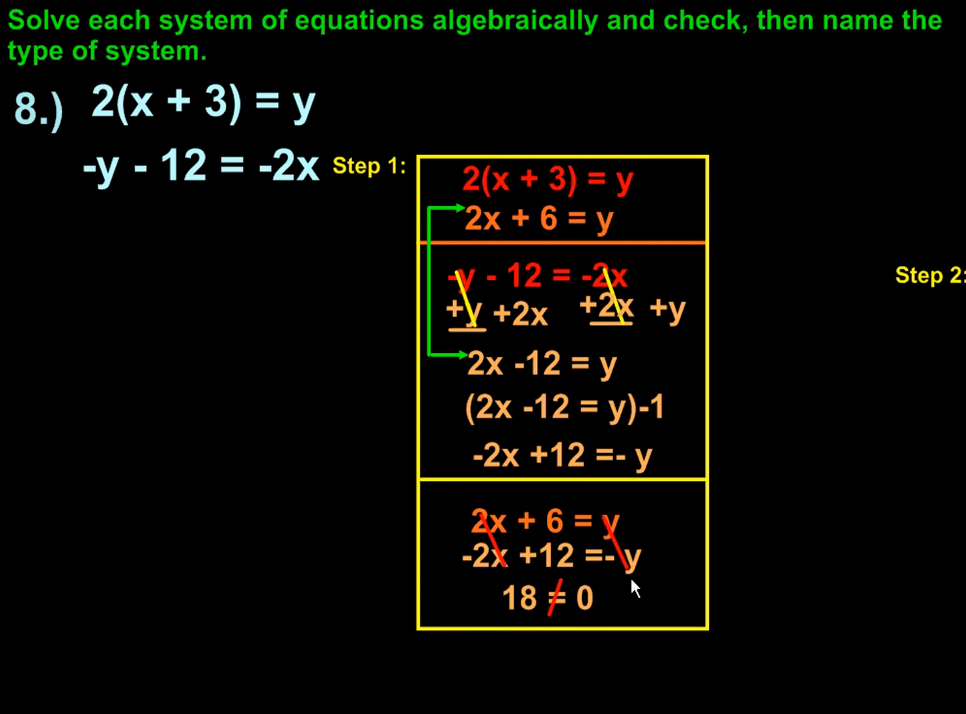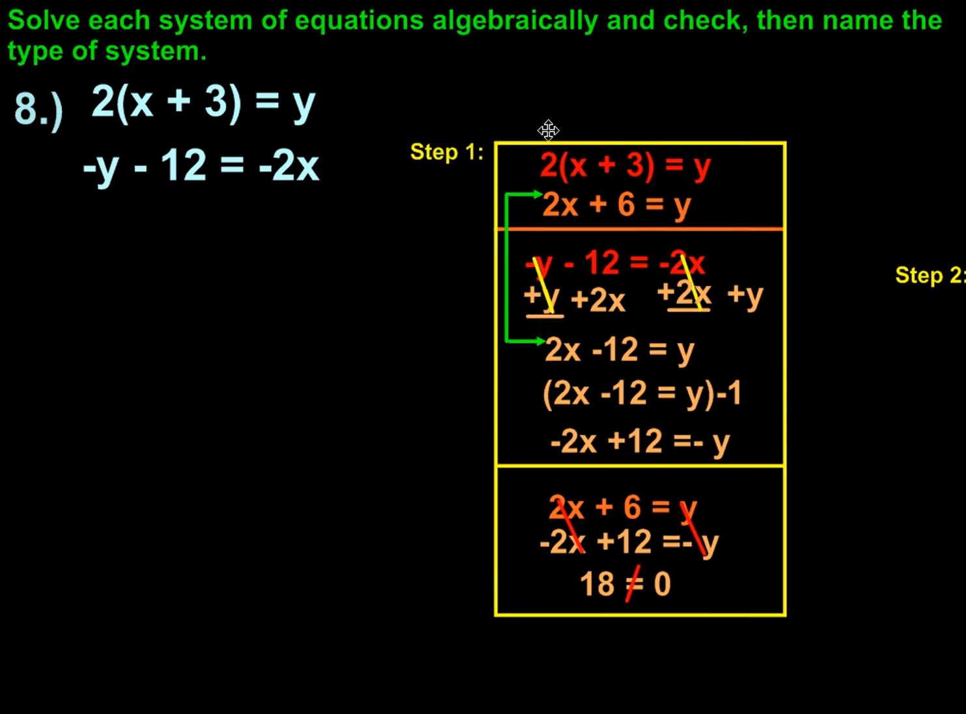As I add, I notice my negative and positive y's cancel out, so my y's are gone. I have 0 left in place of it. My x's cancel out, so my x's are gone. The only thing I have is an 18, and 18 does not equal 0, so I have to put the slash through the equal sign. What this basically means is I don't have a solution.